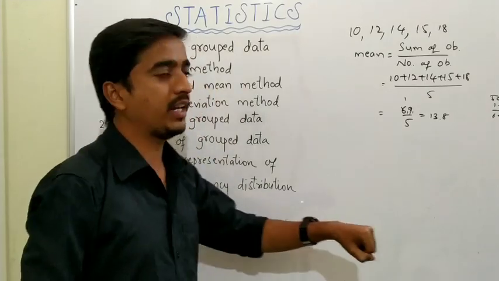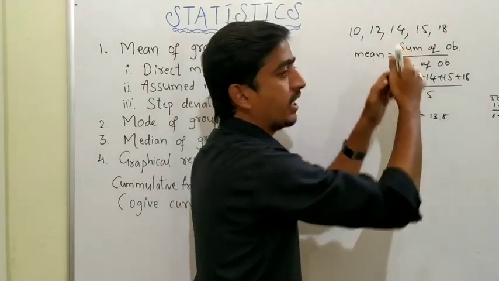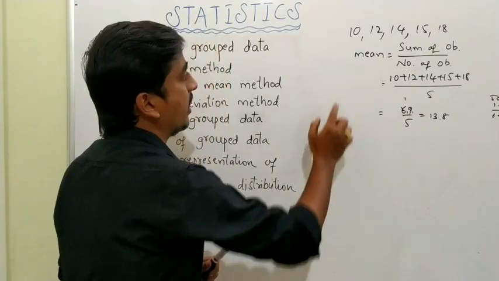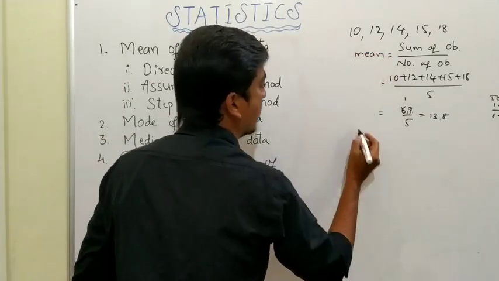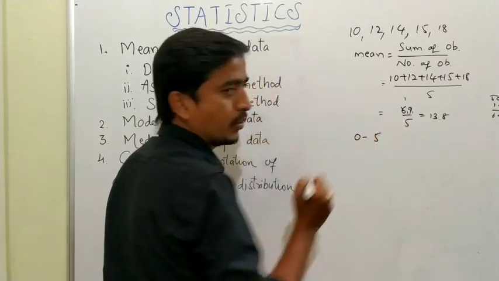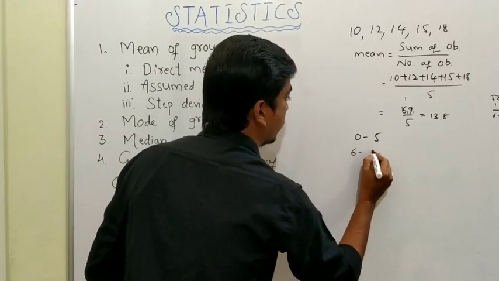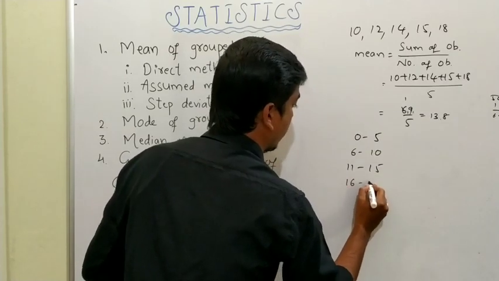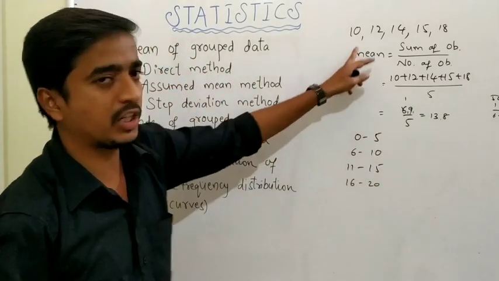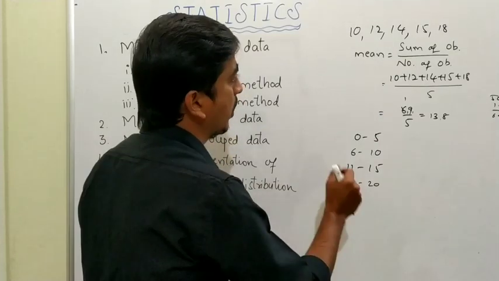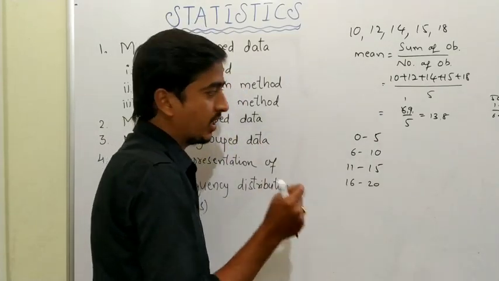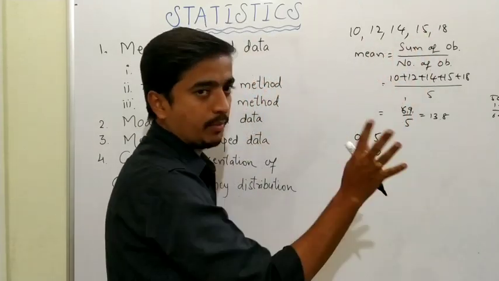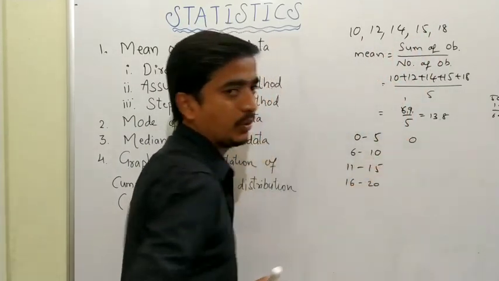We can also convert this ungrouped data into grouped data by taking class intervals. Here we can take the class intervals like 0 to 5, 6 to 10, 11 to 15 and 16 to 20. Here the maximum marks are 20, so we can take up to 20. Now see how many students got between 0 to 5 marks. I think no student got 0 to 5 marks, so here the number of students is 0.